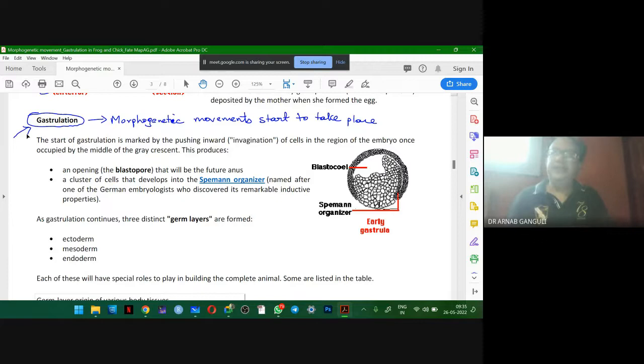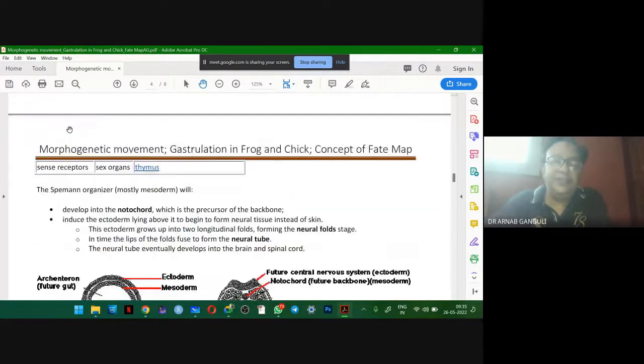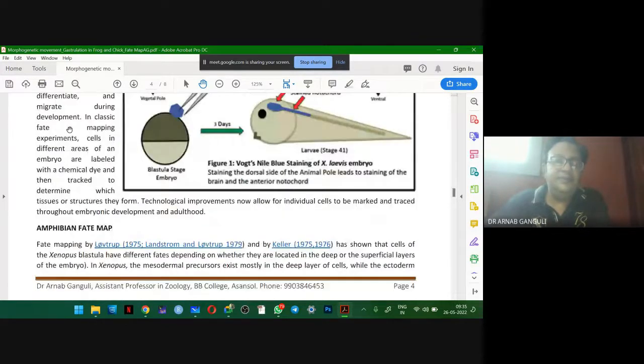From the 32 cell stage onward, it is known as blastula. The blastula has a fluid-filled space in between, known as blastocoel. Now, once the blastula is formed, the next thing which is formed is gastrula. So for gastrula formation, we will study what happens during gastrulation in frog.